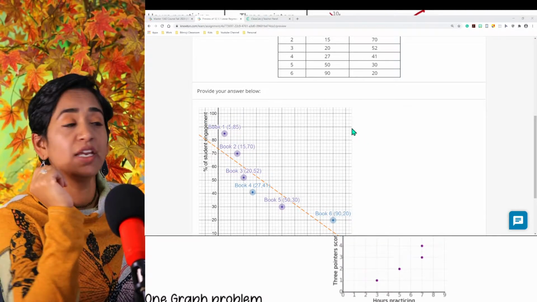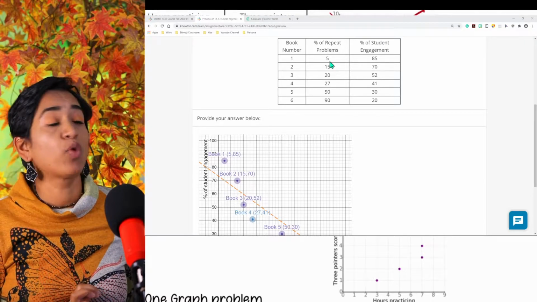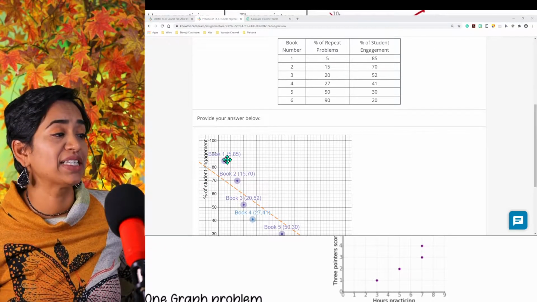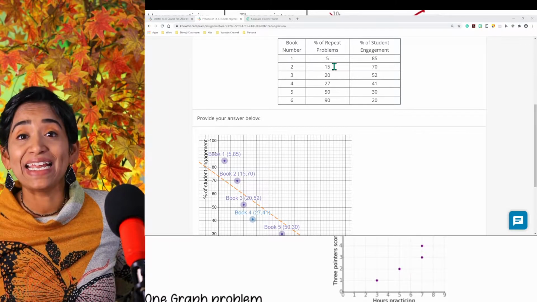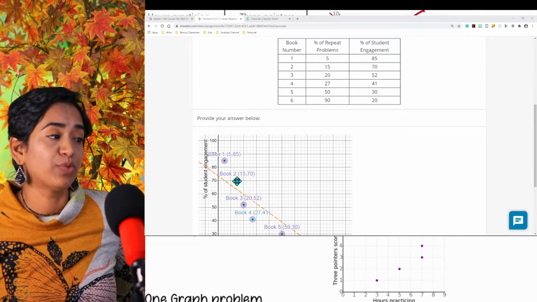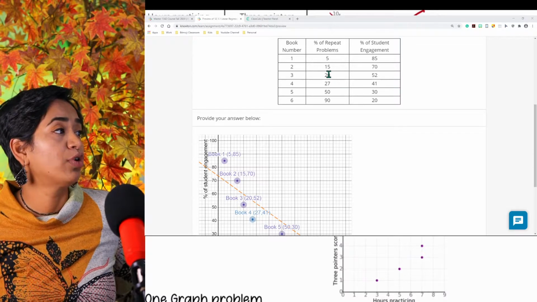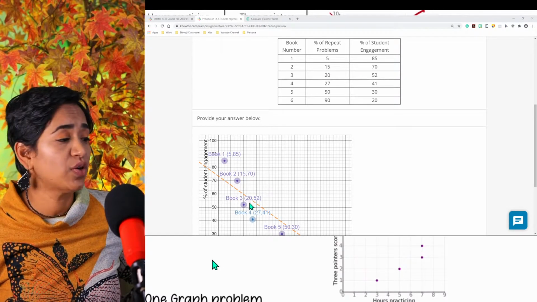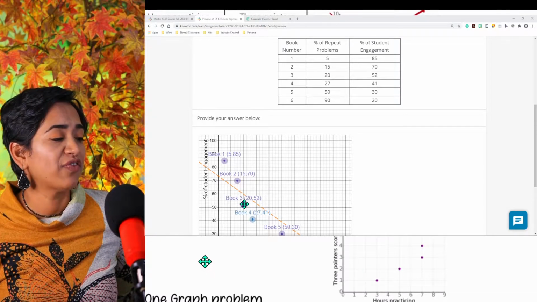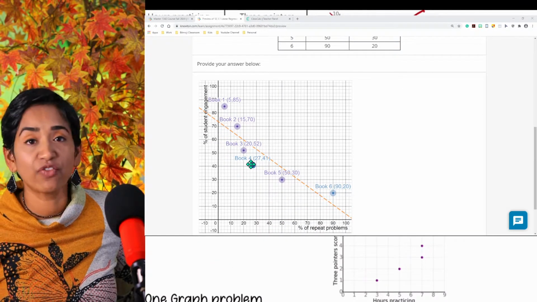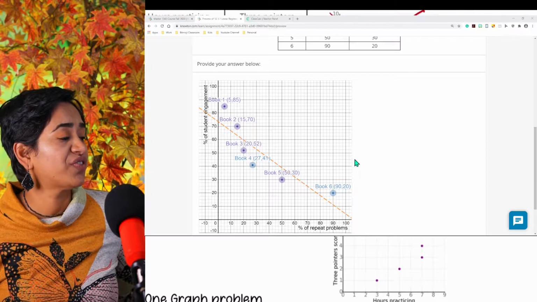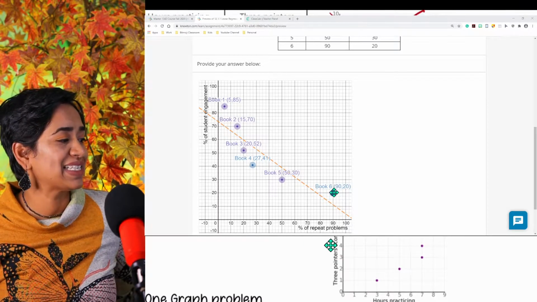So what I did here was I used my coordinate points 5 and 85. As you can see, my book 1 is 5 and 85. Book 2 is 15 and 70. As you can see, book 2 is 15 and 70. Book 3 is 20 and 52. So I move my points 20 and 52. Book 4 is 27, 41. Book 5 is 50 and 30. And book 6 is 90 and 20.